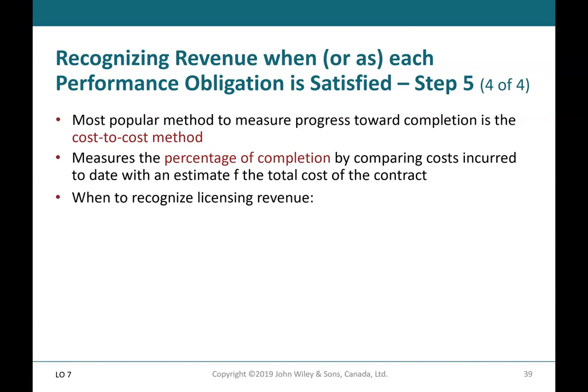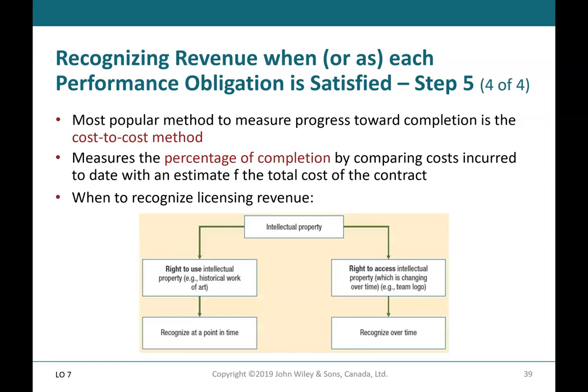How to recognize licensing revenue. Intellectual property: right to use intellectual property, for example a historical work of art, is recognized at a point in time. Right to access intellectual property, which is changing over time, like team logos, is recognized over time.